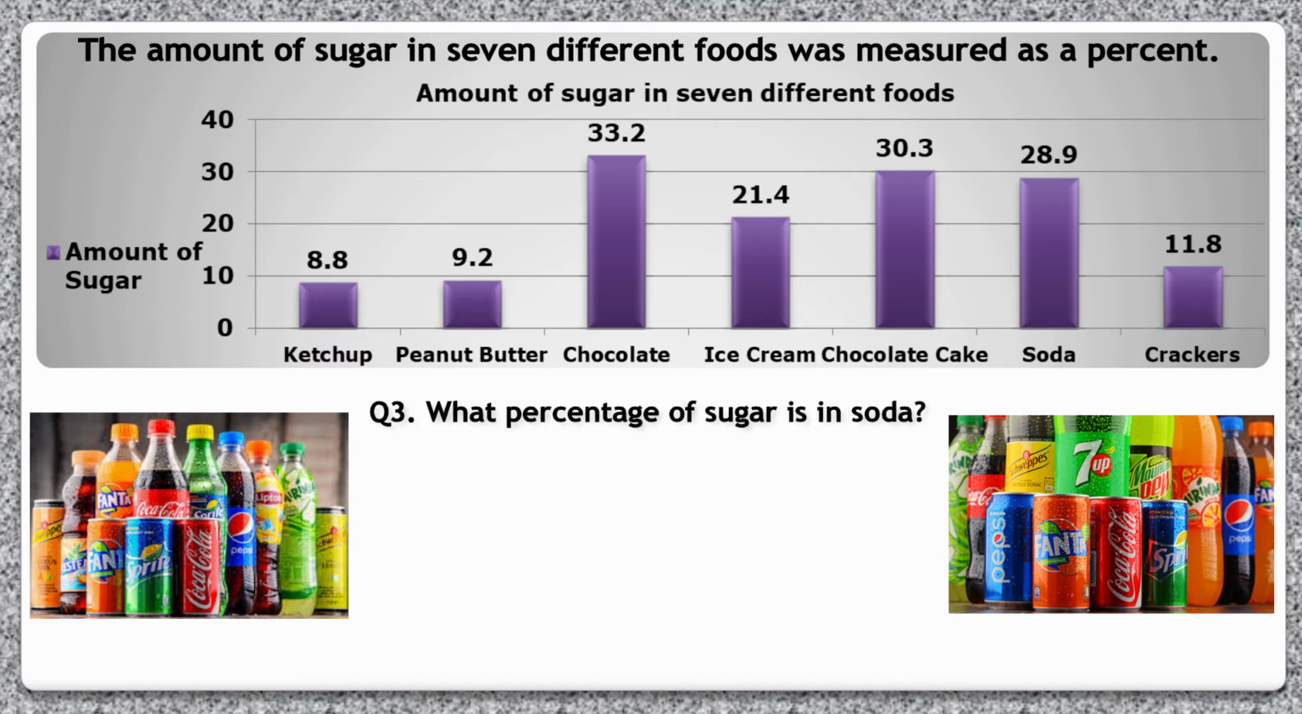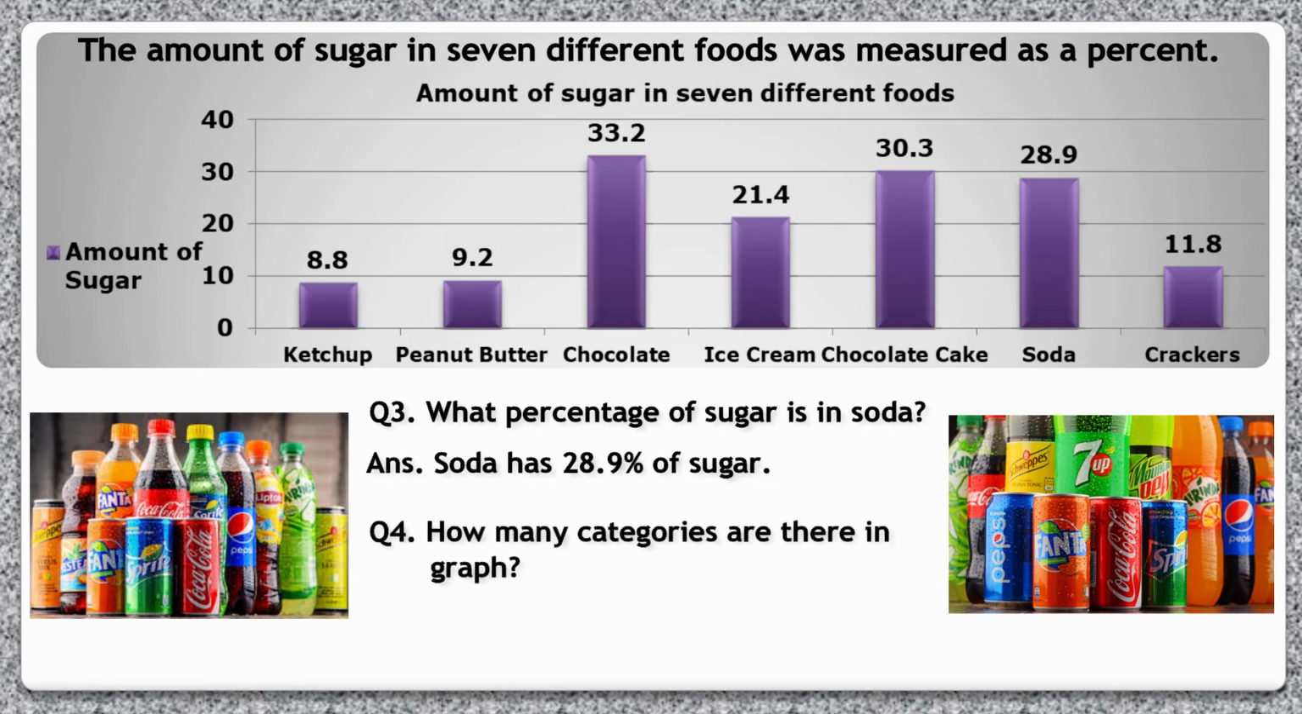Now, concentrate upon the vertical line along with the horizontal line. As I have already told you in the previous graphs, whenever you have to tell the ratio, concentrate upon vertical as well as horizontal line. Yes, the right answer is soda has 28.9% of sugar. Now let's move to the fourth question.